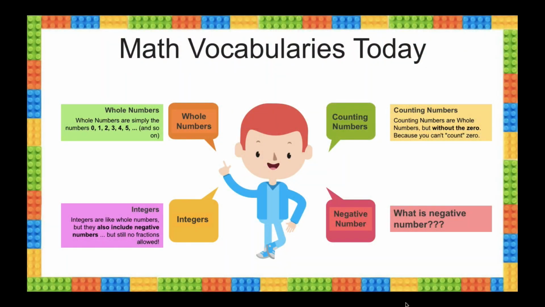Our math vocabularies today. The first is whole numbers. Whole numbers are simply the numbers starting from 0, 1, 2, 3, 4, 5, and so on. The second is counting numbers. Counting numbers are whole numbers but without the 0 because you can't count 0. The third is integers. Integers are like whole numbers, but they also include negative numbers, but still no fraction allowed.